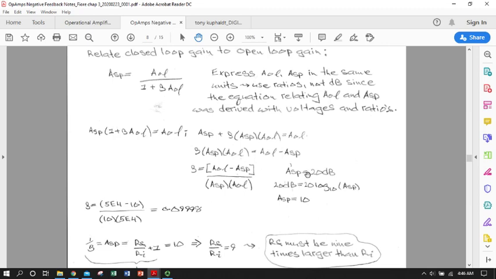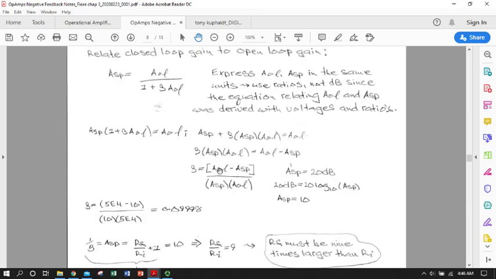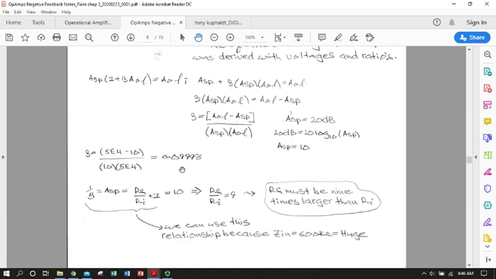Okay, so we take our desired output gain of 20 decibels, convert it to a voltage ratio, and we find that a voltage ratio of 10 is equivalent to 20 decibels. And so now we can plug it in here. So we plug in 10 for there, and then we plug in our given 50,000 for open loop and solve for beta. And we end up getting a beta of about 0.1, give or take.